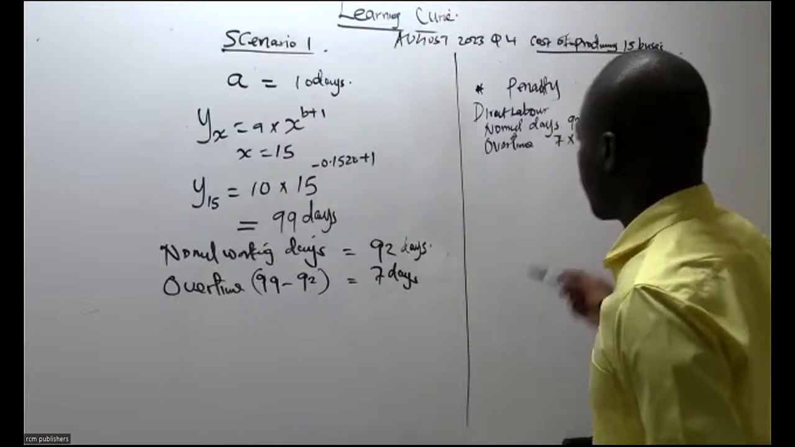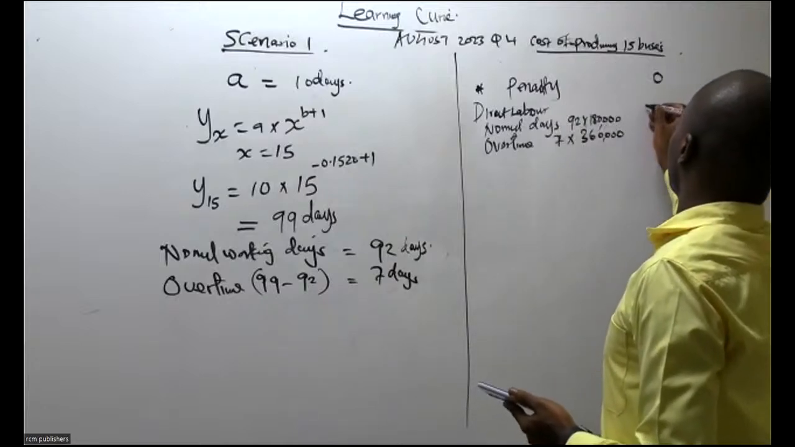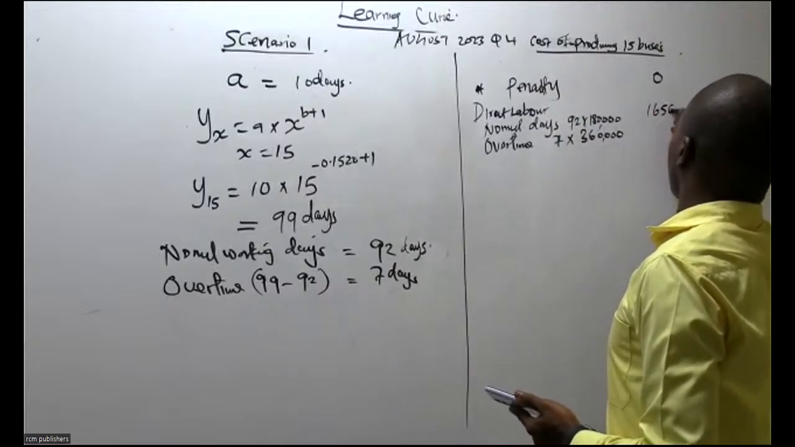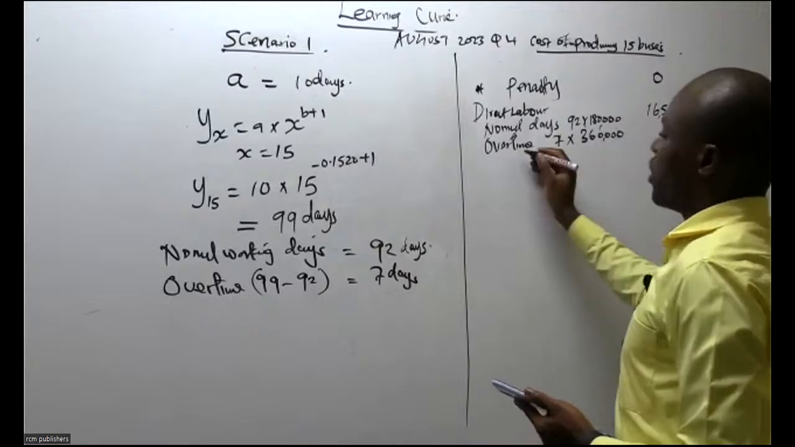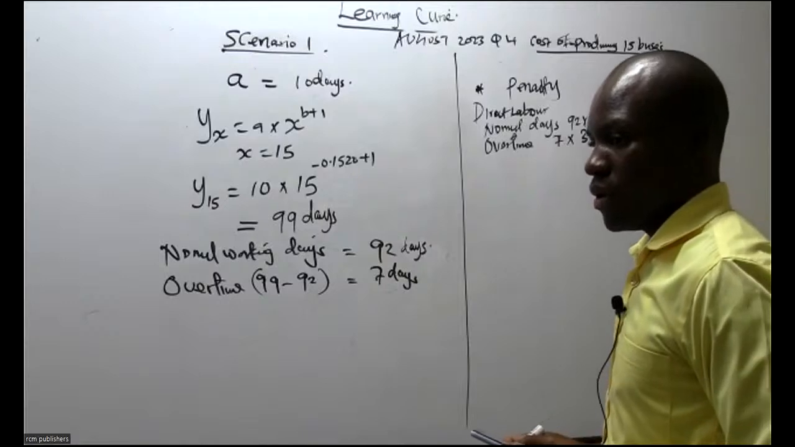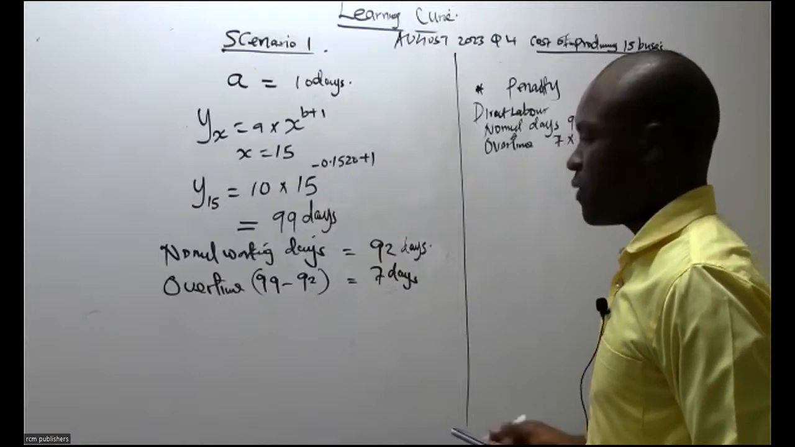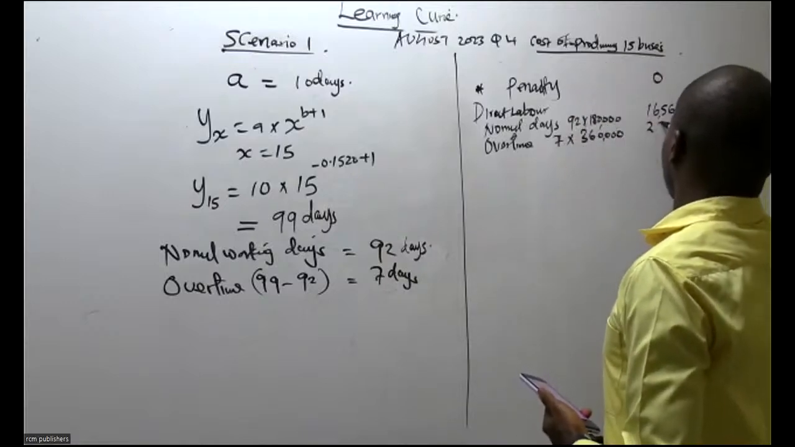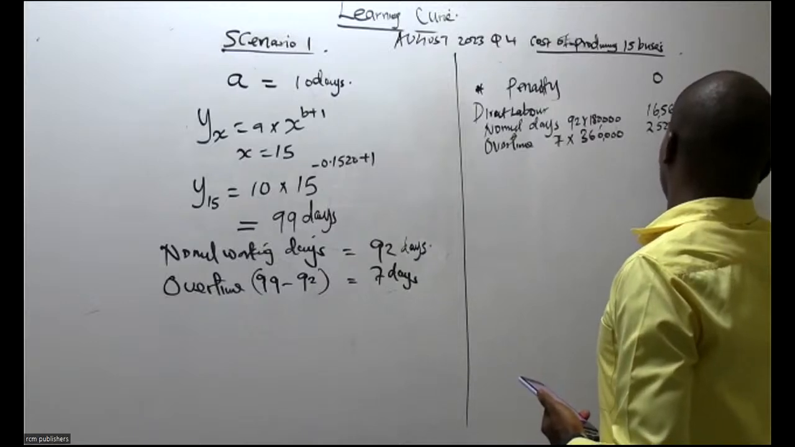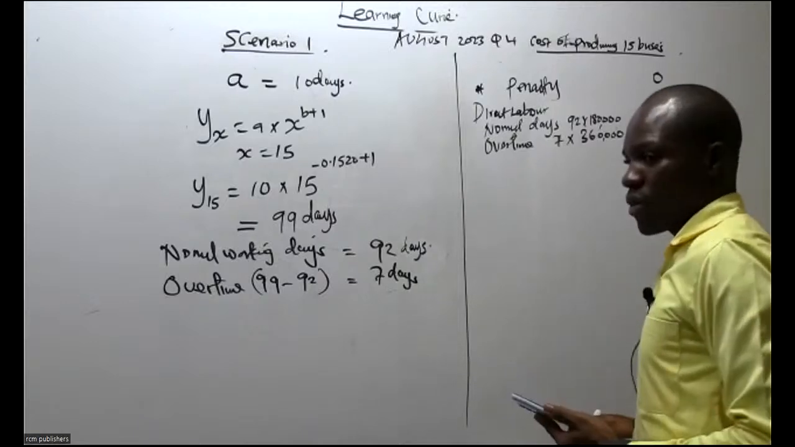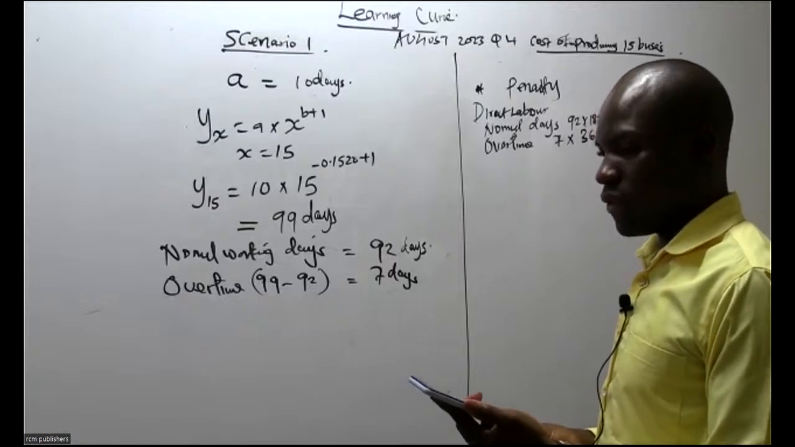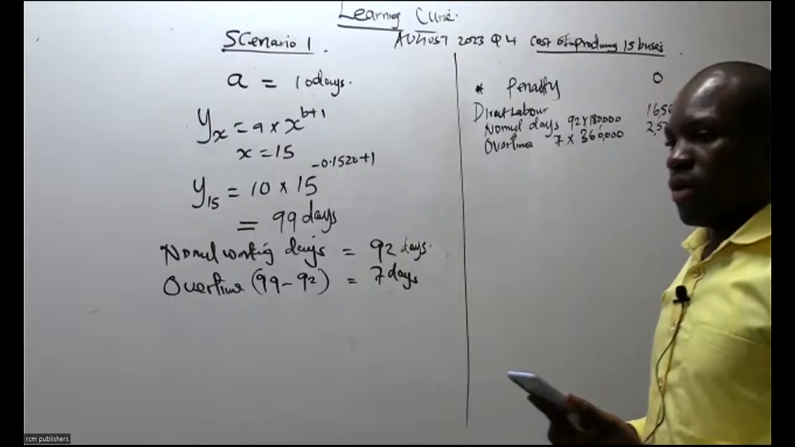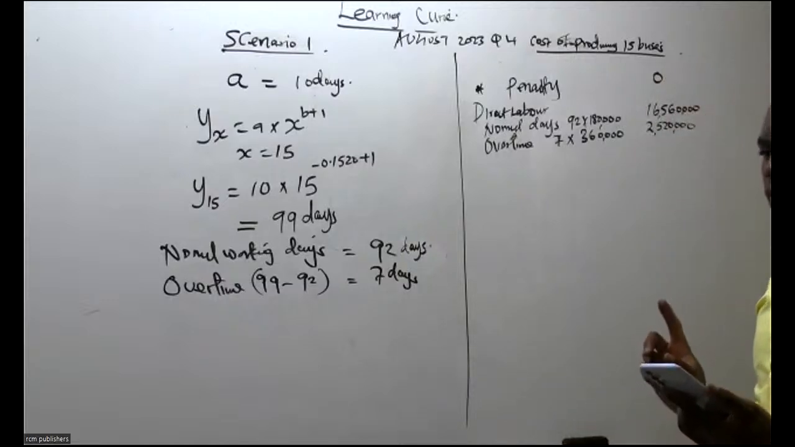16,560. How about the overtime? 2,520. Good. So I believe the rest are also getting that for the overtime.